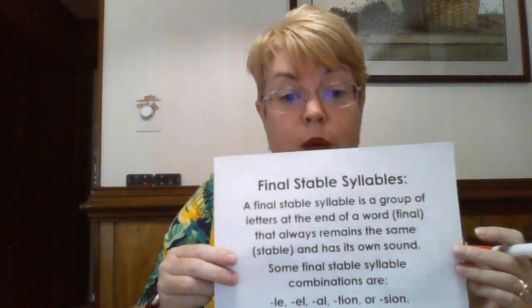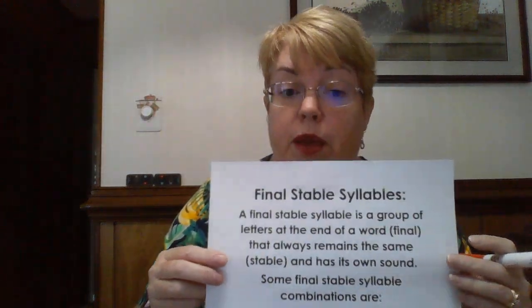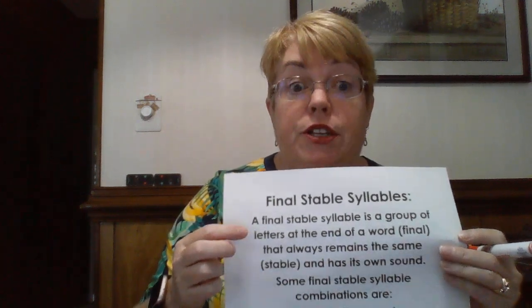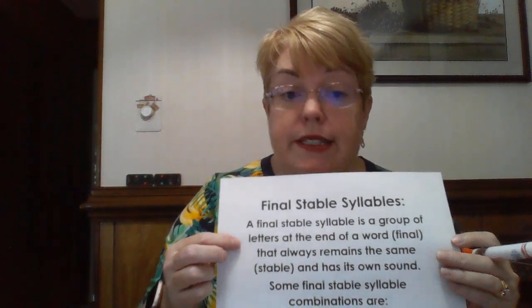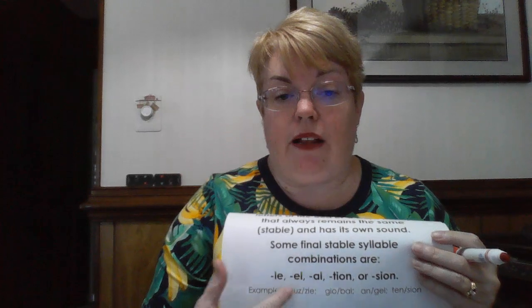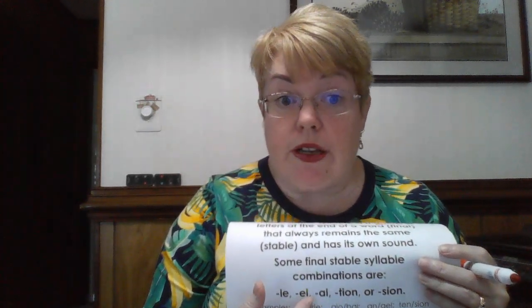So today we learned about our final stable syllable rule with LE. Remember, final stable means it's at the end of the word. It's a unique group of letters that are stuck together and make their own sound. And when we talk about LE, EL, or AL, our rule is going to be count back 3 and divide me.